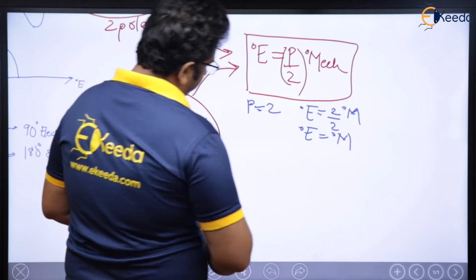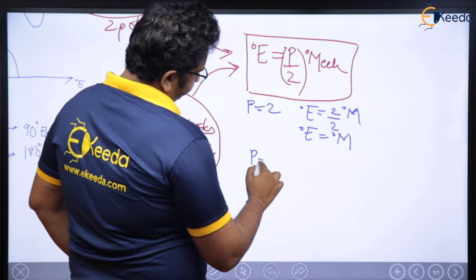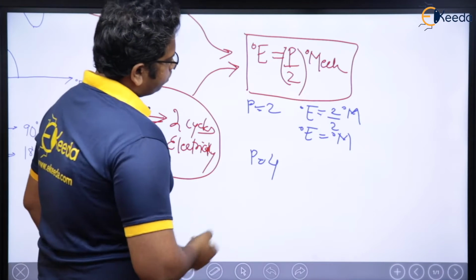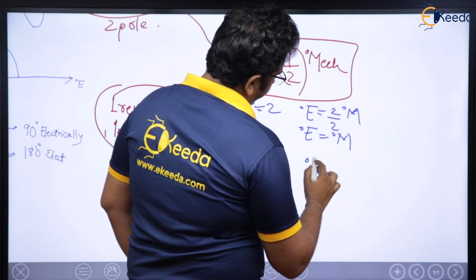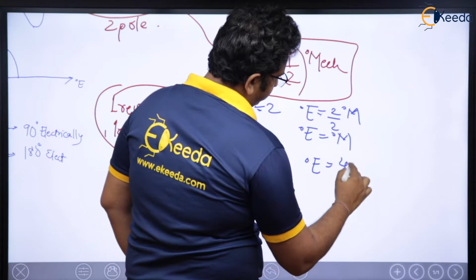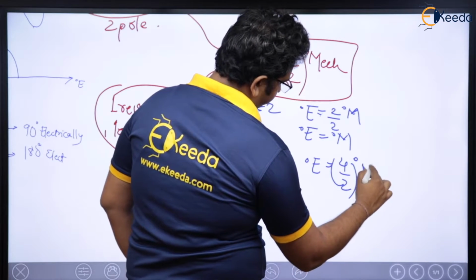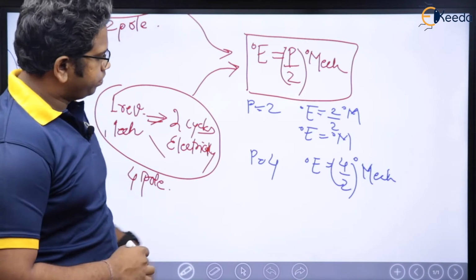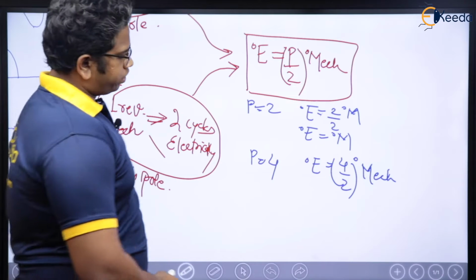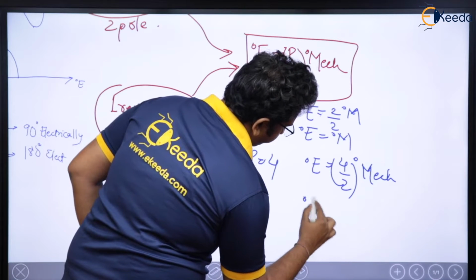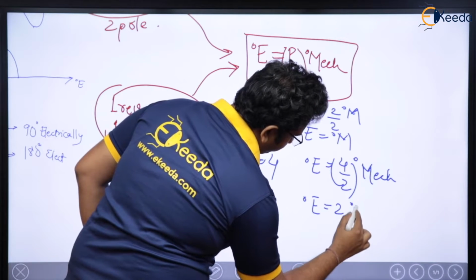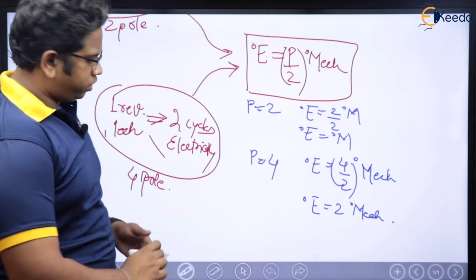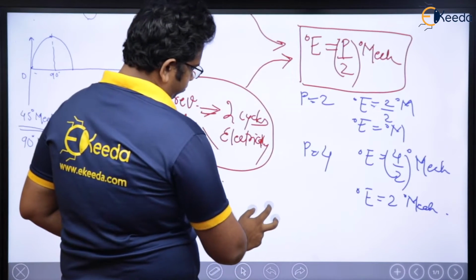See here, if I put P equal to 4, then what is going to happen? Degree electrical is going to be 4 by 2 times degree mechanical. Right? Which means what, sir? 4 by 2 is what? 2 times. So degree electrical is going to be 2 times degree mechanical. But you will say, sir, how? Just verify this. See here.